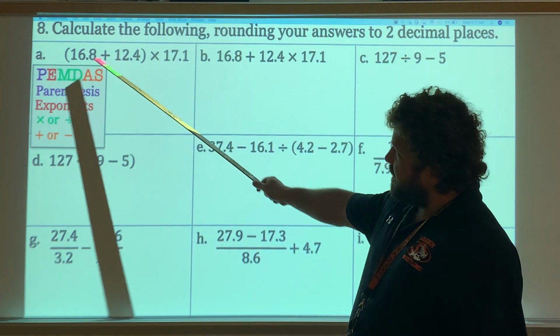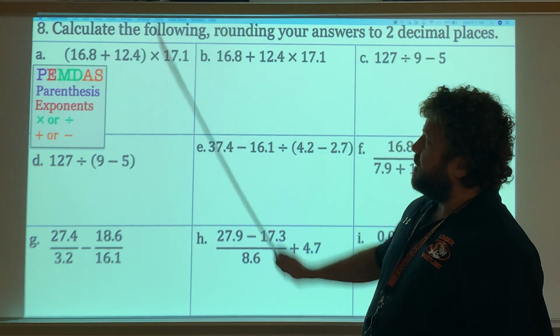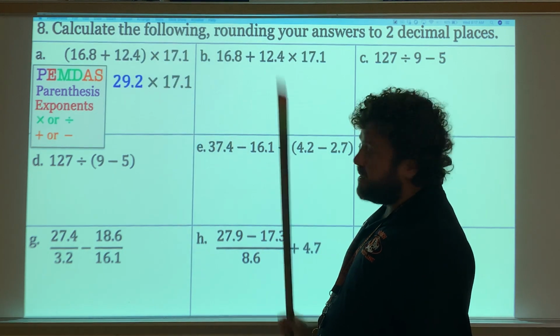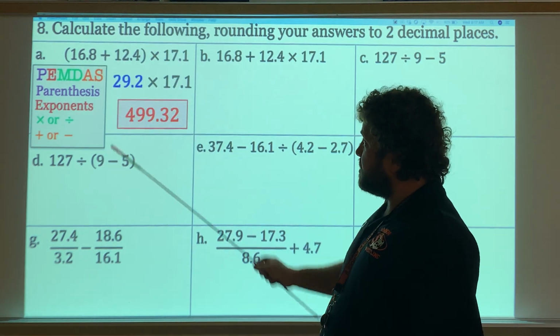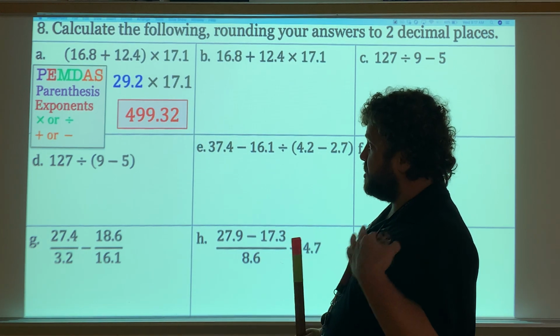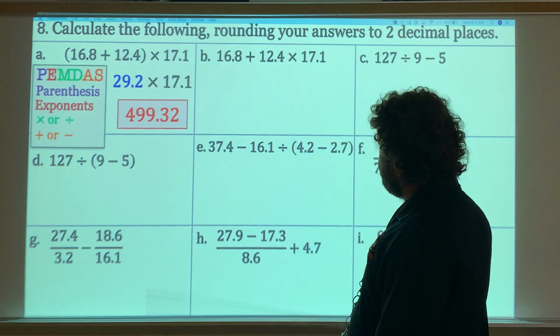So in this case, there's an addition that goes last, but it's in parentheses, so you do the parentheses first. Add those two numbers together, you get 29.2, and then you multiply it by 17.1, and you get an answer of 499.32. I rounded this to 2 decimal places, and it actually came out perfect like that.